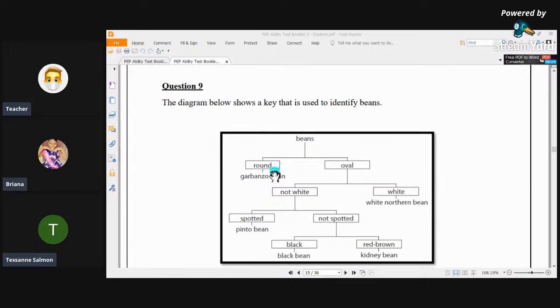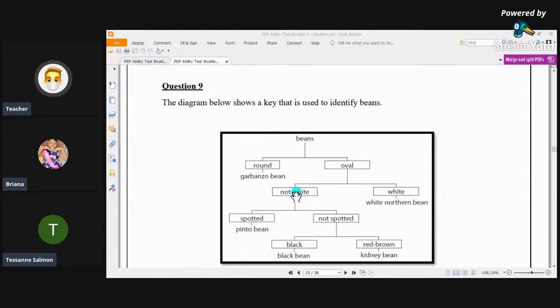Oval, sir. If the beans are round, then they are what? So if they are round, they would be garbanzo bean. Very good. Now, the oval beans can come in two varieties. You can have some of them that are white and not white. All right. Now, if they are white beans, we can call them the white northern beans.